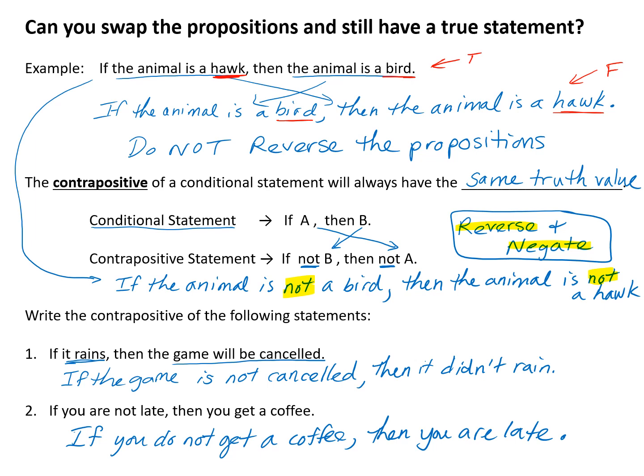So the contrapositive will always have the same truth value. And it's a way to reverse where the propositions are in an if-then statement as long as you negate at the same time. You can only reverse them if you negate.